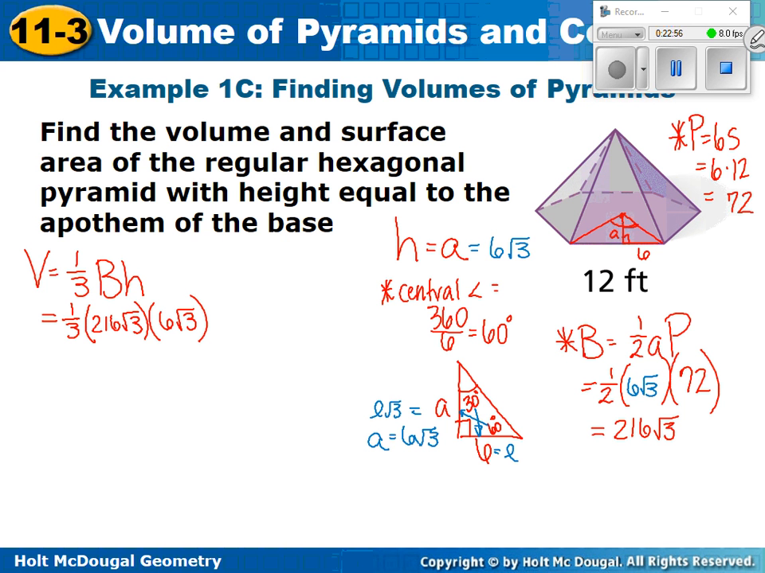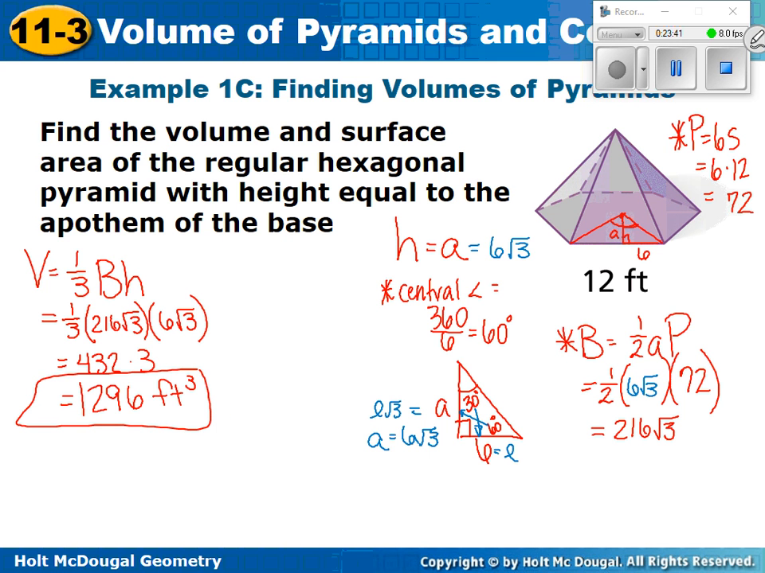Again, it does not say to round, so we're going to leave our answer exact here. Go ahead. What's 1/3 of 216 times 6? What is it? 432? Okay, but that is 432 times, what's the square root of 3 times the square root of 3? Just 3, because it's the square root of 9. So what's 432 times 3? 1,296. Somebody agree with Christian? I agree with Christian. So 1,296, what are my units? Feet cubed.